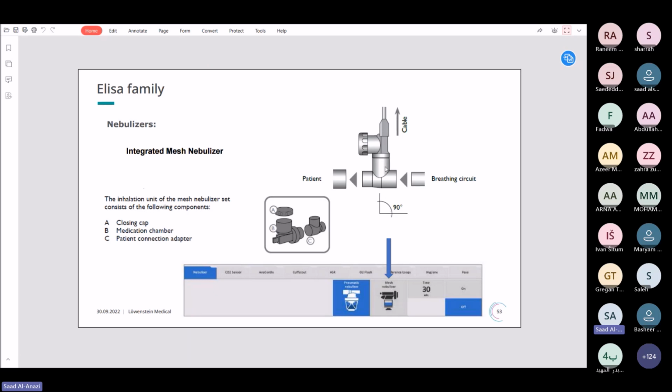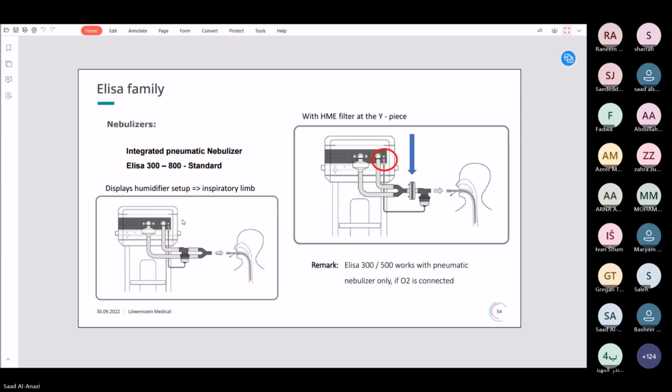If you select mesh nebulizer, you need to connect it properly to the patient by closing the cap for the nib kit and medication chamber, this one in the B side, and the patient connected adapter. You need to have the adapter, then connect it to the circuit, then start your therapy by selecting the on and selecting the time for the therapy, then you can start the nebulization.